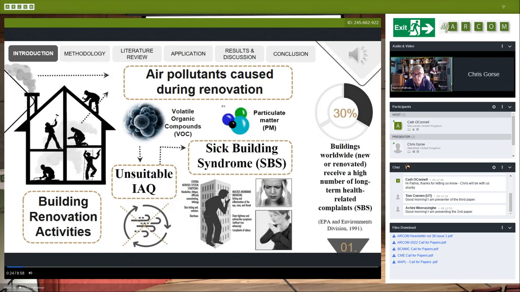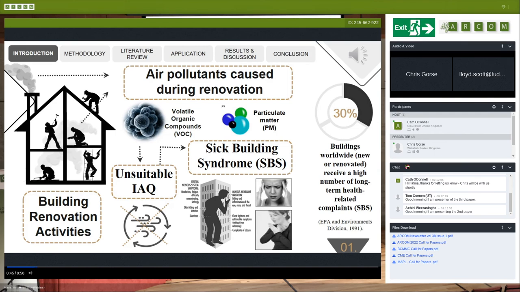The relationship between building construction and indoor air quality has been identified in various previous research. It was found that 30% of buildings worldwide receive a high number of health-related complaints. The main cause of this percentage is the excessive amount of pollutants released during the construction process.